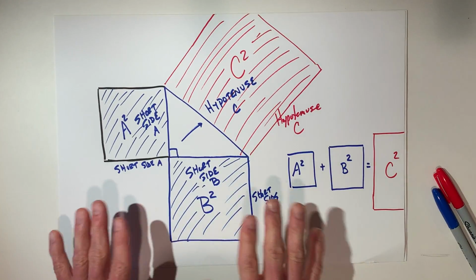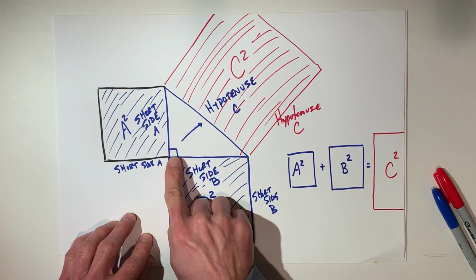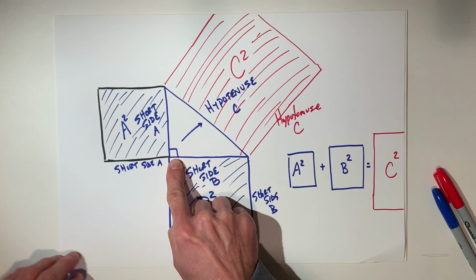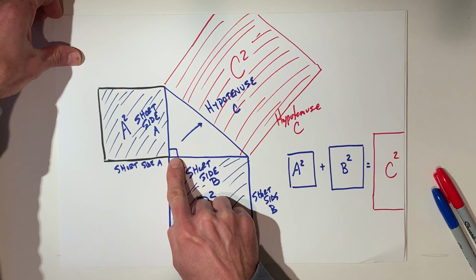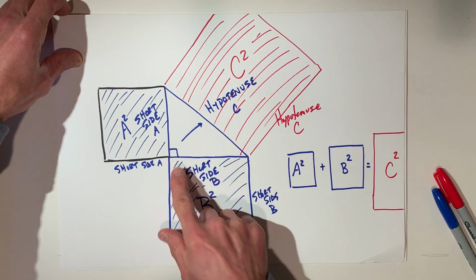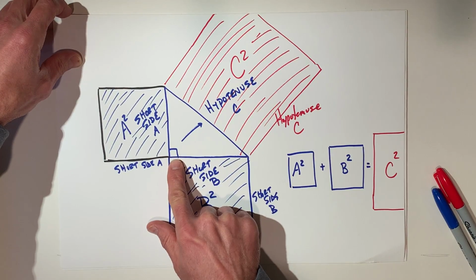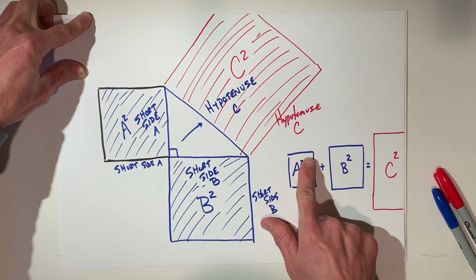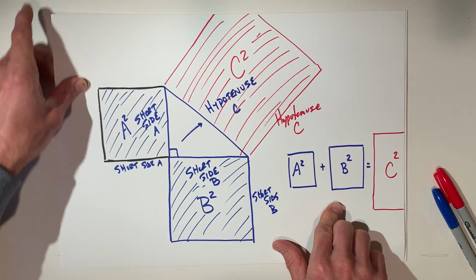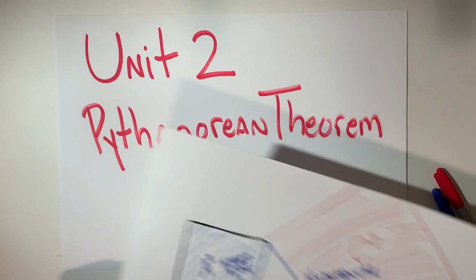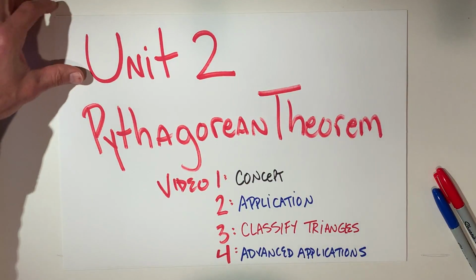And that is for all right triangles, and you'll know it is a right triangle because it will have a little box in the corner, or it will say right triangle, or it will indicate in some way that one of the angles is 90 degrees. So we have this formula, A squared plus B squared is C squared, and that's about as formal as we ever had.